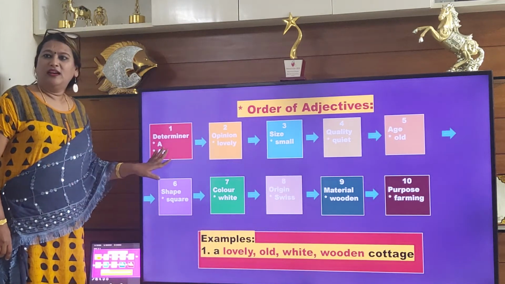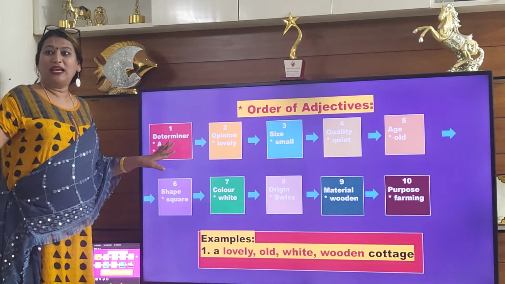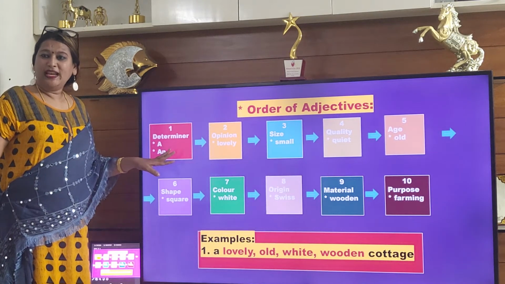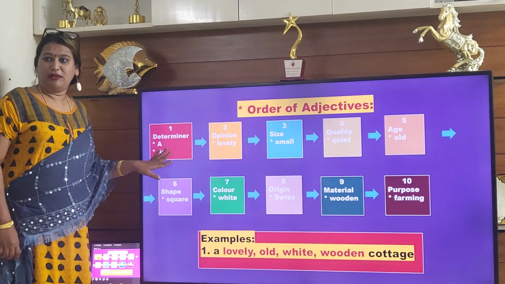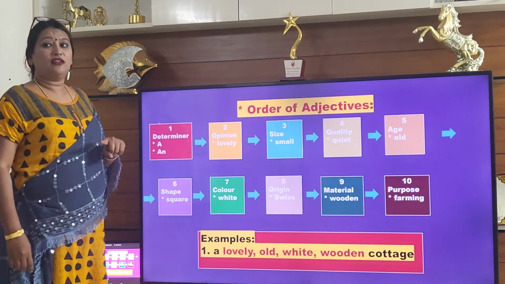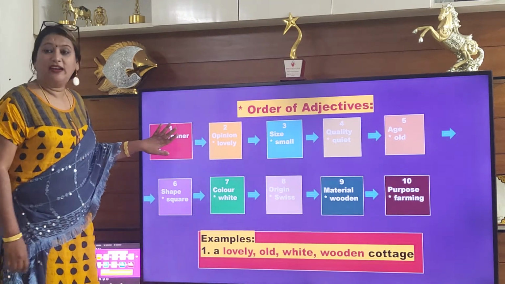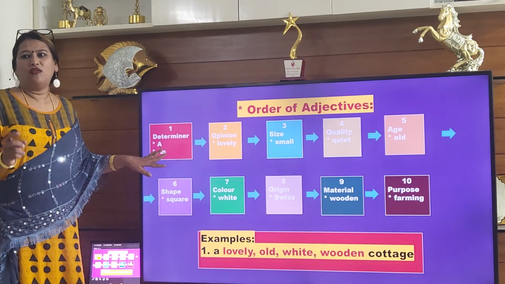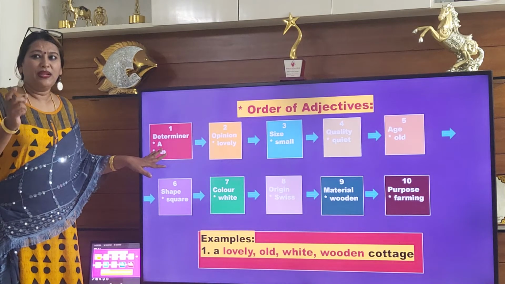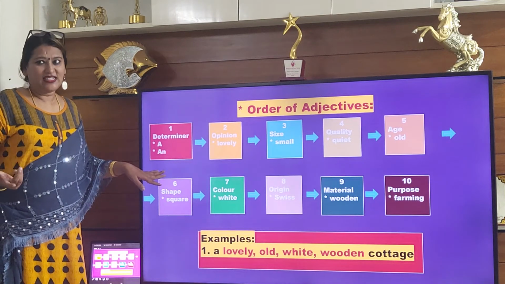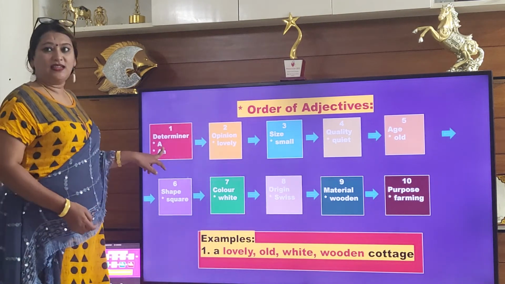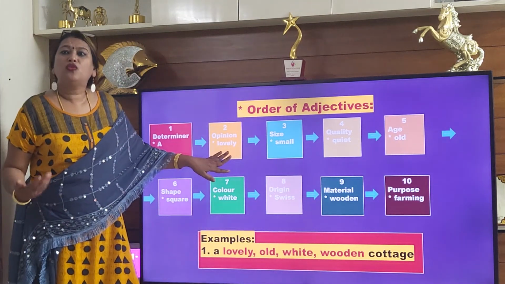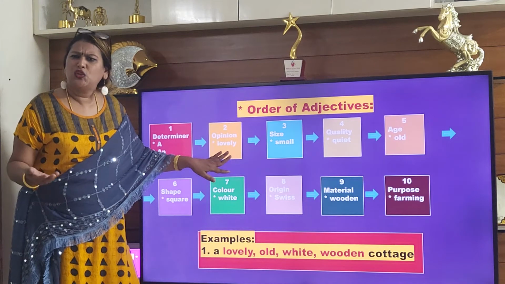First will be the determiner. It will be a, an, both, right? So n number of things will be there in the determiner. When we cover the topic of determiners, we'll learn in detail. Now, our sentence will begin with a or an, correct? So let's consider a. Second thing is opinion. What do you feel? How is it? It's lovely, it's cute, it's pretty.